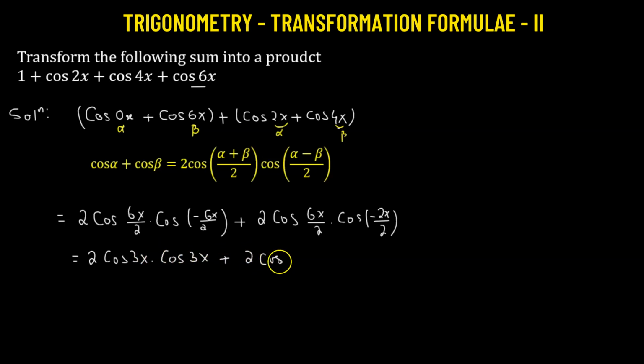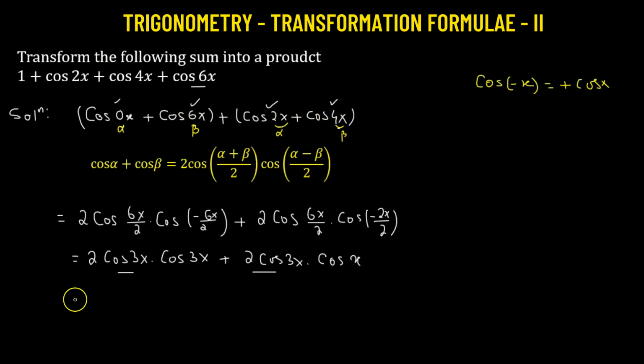plus 2 times cosine of angle 3x multiplied by cosine of angle negative 2x over 2, so that's going to be negative x, but we can consider cosine of x. The reason behind this is we know that cosine is an even function. That means whenever we have cosine of negative x, this is equivalent to positive cosine of x. So in place of cosine of negative x, we have used cosine of x. Now we can see we have a common factor, 2 times cosine 3x, in both terms. So this was the primary reason why we added cosine 0x with cosine 6x and cosine 2x with cosine 4x.